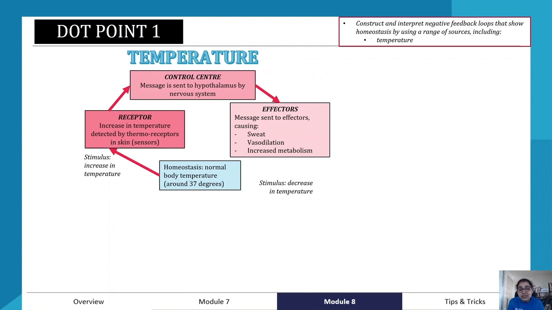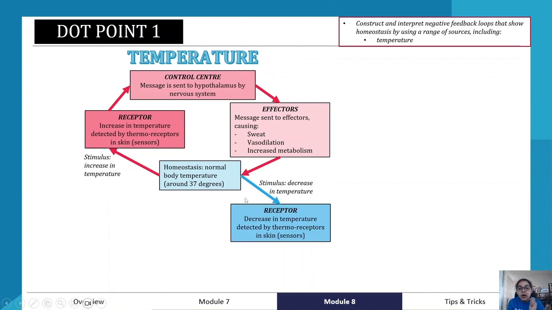Then effectors are going to receive the signals from the control center and the signals are going to be like, hey, you need to start sweating, or we need vasodilation to happen because the temperature has gone up. We need to lose the heat and return back to 37 degrees Celsius. And we're going to start to sweat. We will see vasodilation, and then we'll also see increased metabolism. So increased metabolism is going to burn off the heat, and that is going to cause a decrease in the temperature.